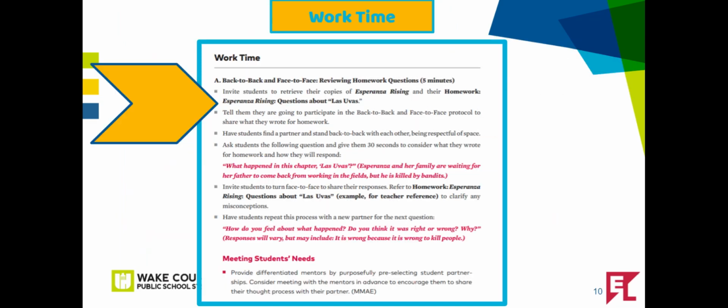During work time A, consider pre-selecting student partnerships for the back-to-back face-to-face protocol and try to meet with mentor students prior to the lesson to encourage them to share their thought processes with their partner.